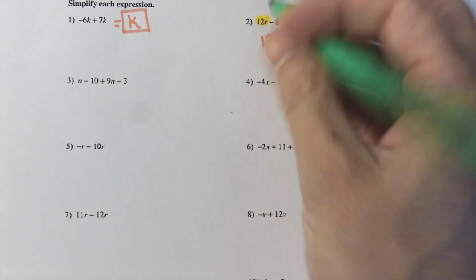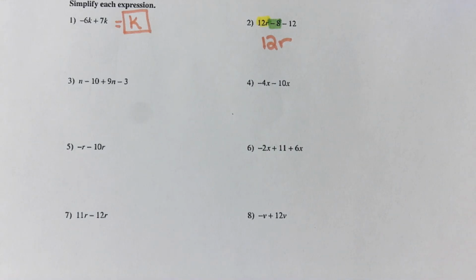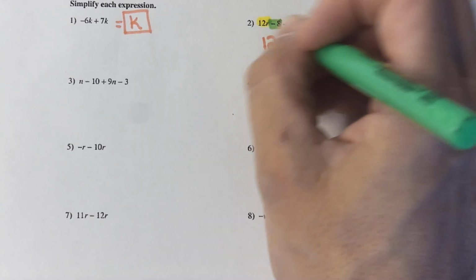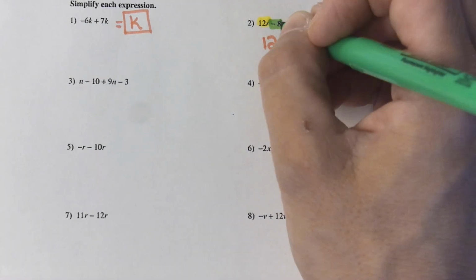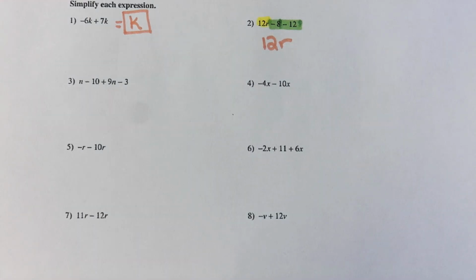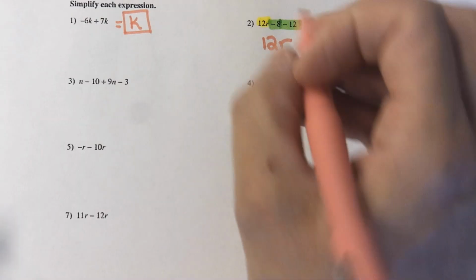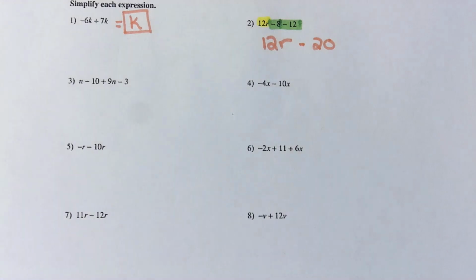Alright, Ava, I'm sticking with you. What about negative 8? Can I subtract these two from each other? Are they like terms? Yeah, they are because they're just plain old numbers, right? So on your calculator, if I do negative 8, take away 12 more, what do I end up with? Negative 20. Love it.